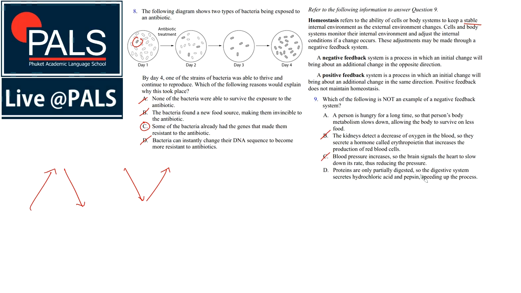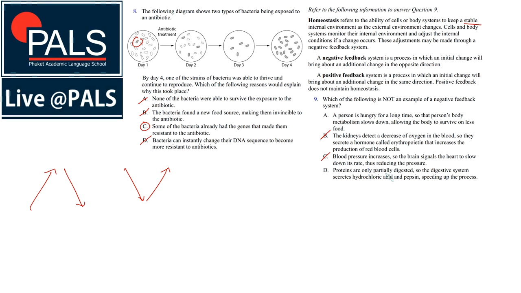Proteins are only partially digested, so the digestive system secretes hydrochloric acid and pepsin, speeding up the process. That sounds like it's either A or D. So A is probably negative feedback as well. You're hungry, so your body slows down the metabolism, which means you should be less hungry afterwards.